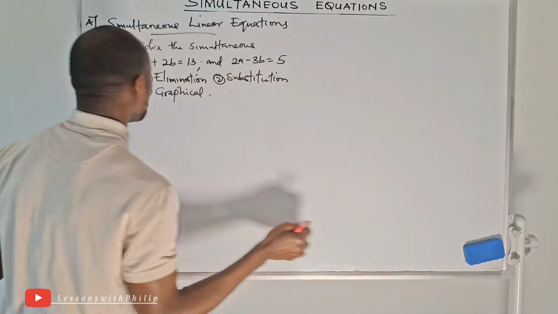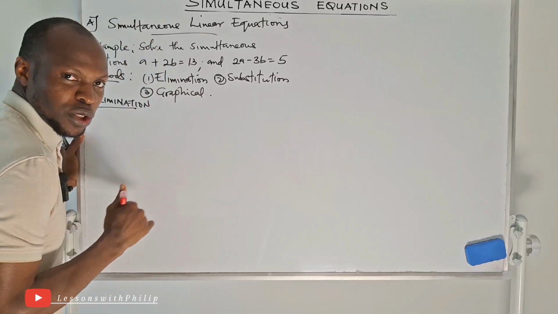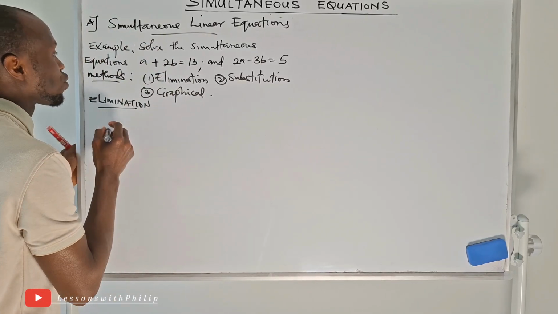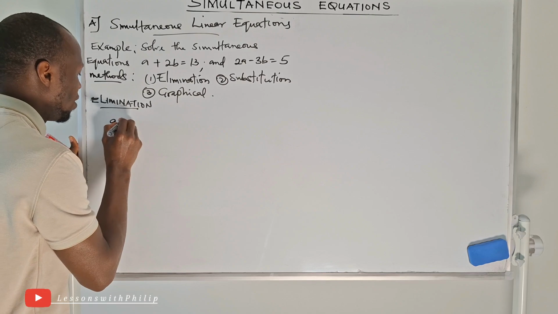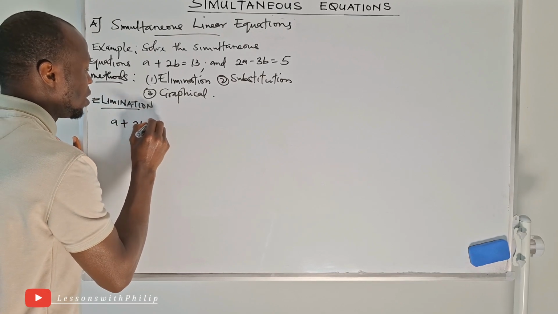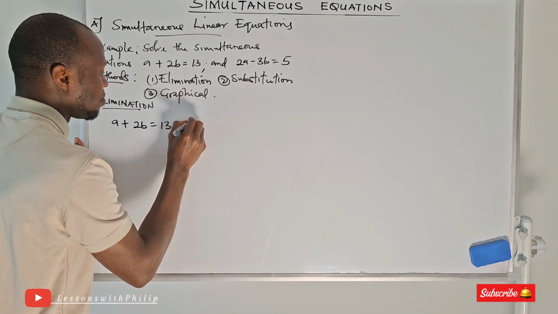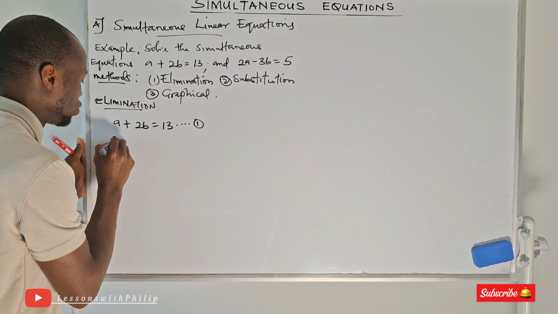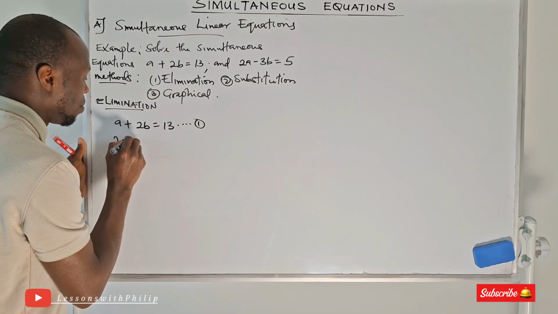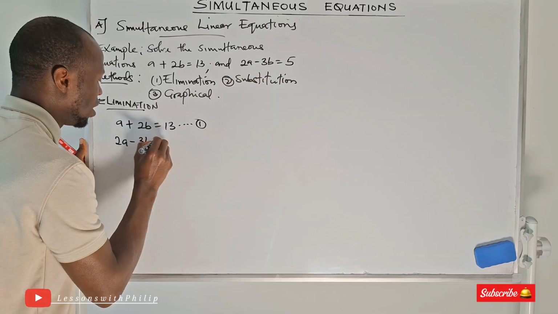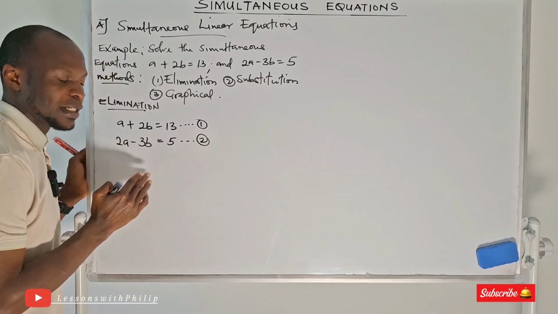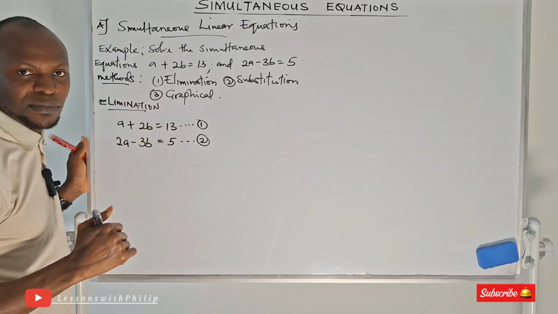And the second thing you need to do is number your equations. So I'll number the first equation as equation 1. So I have A plus 2B equals 13 as my equation 1. And I have my second equation, 2A minus 3B equals 5, as my equation 2. And you write it in that pattern.